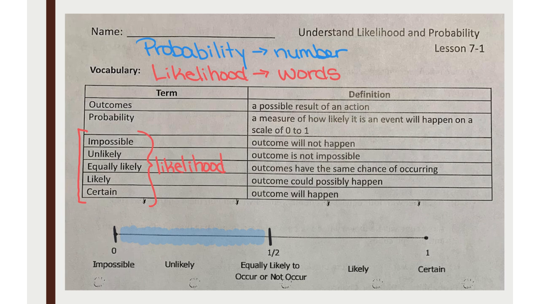Then you have the other side of 1/2, all the way up to something being certain and guaranteed. That entire side is likely. Everything above 1/2, all the way to 100% guaranteed, is likely. 70% chance of rain, you should probably bring an umbrella. Okay.